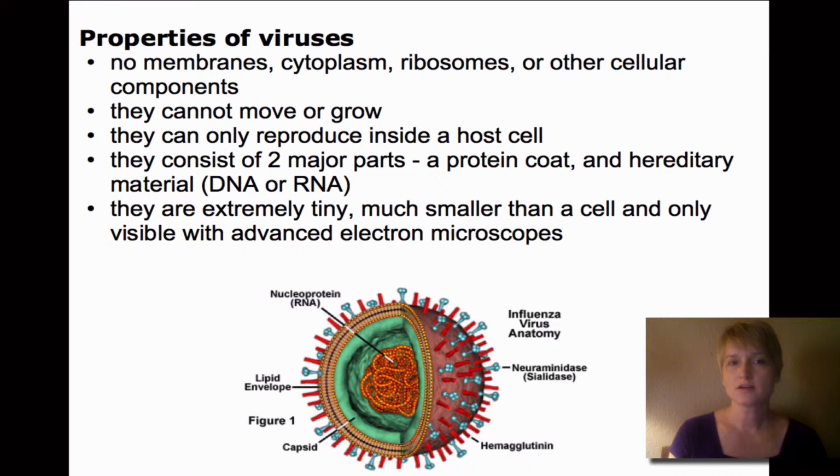What viruses are is they're made of two major parts, a protein coat and the DNA or RNA inside of it. So it's really just a package of hereditary material. And they're extremely tiny. They're much smaller than bacteria. And so we can't see a virus unless we have really advanced electron microscopes. If we try to look at a virus under a compound microscope, there's no way we would see it. It's not going to show up because they're very tiny.